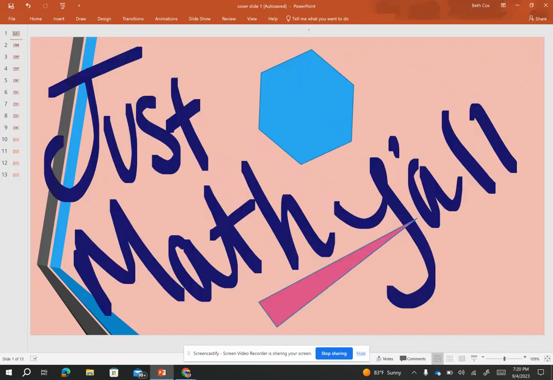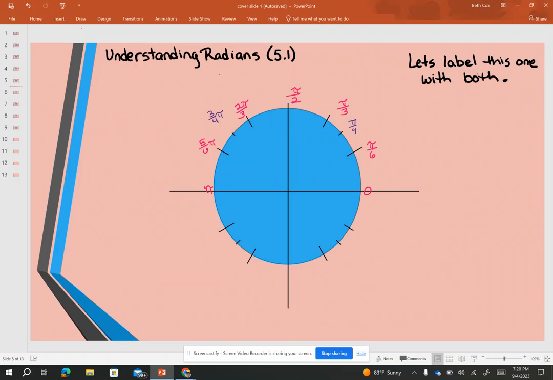Y'all, it's just math. Today we are finishing Understanding Radians, not radios. Radians. Understanding radios. Here we go. Let's jump in. So we finished up here, and we've got all the radians listed.